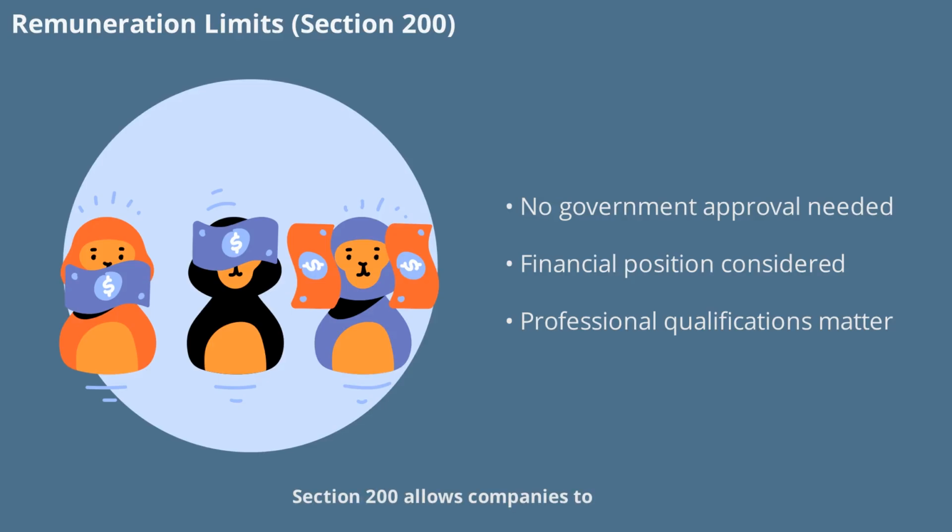Section 200 allows companies to set administrative ceilings for managerial remuneration, especially when profits are inadequate. While no central government approval is needed for such cases after 2018, companies must consider financial position, remuneration in other capacity, professional qualification, and other prescribed factors when fixing pay.